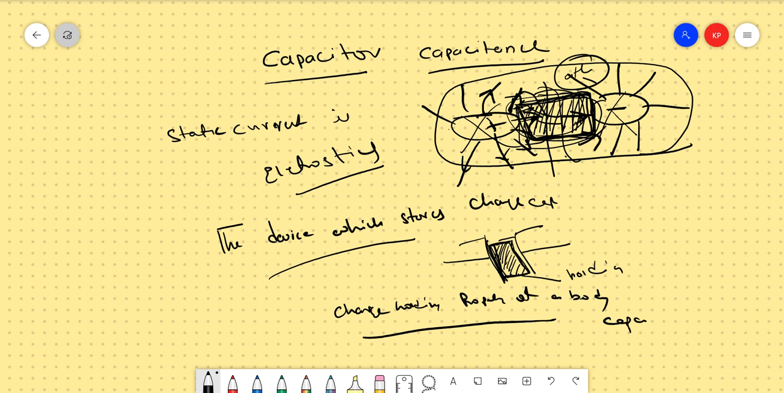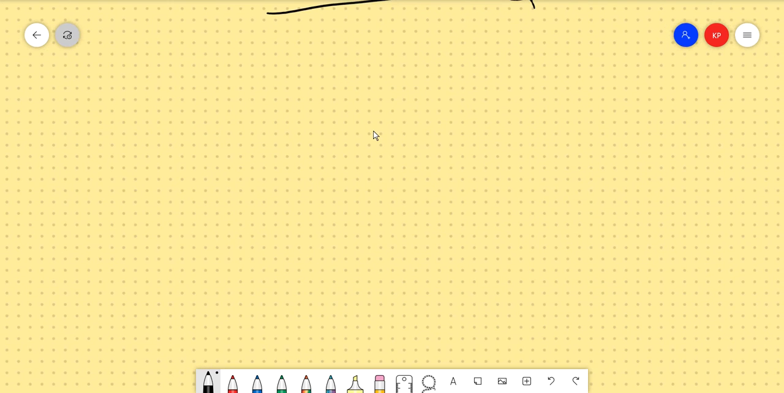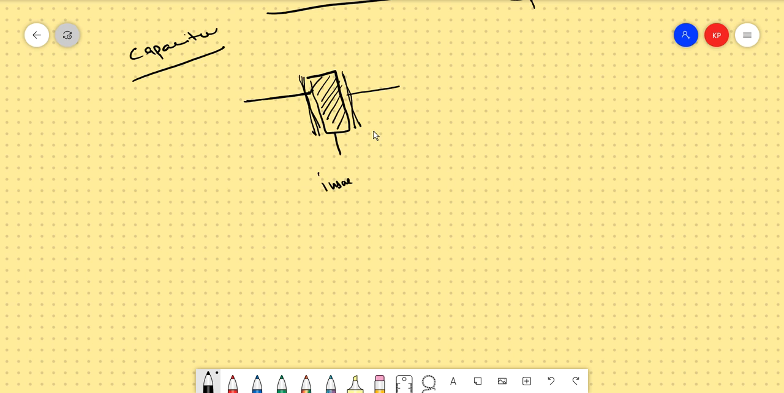Now we know what is capacitor and what is capacitance. So let us discuss this capacitor and its construction and its working. Now I am talking regarding the capacitor. If any two conducting materials are separated, now this is a conducting material and this is another conducting material, and these two conducting materials are separated by an insulating medium. I have placed this insulating material.